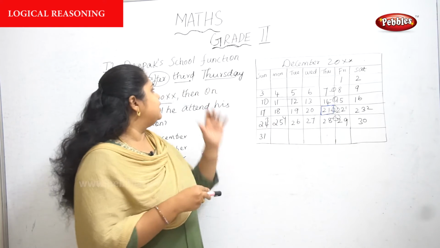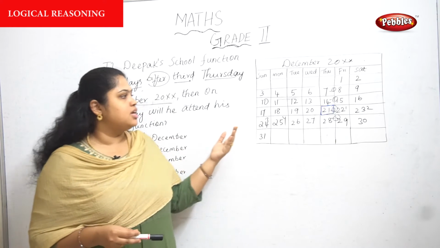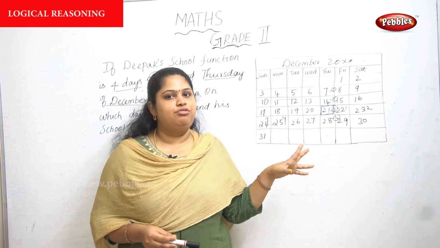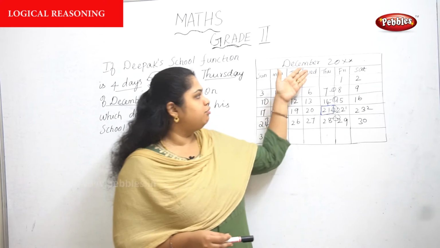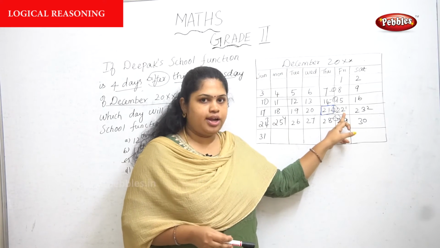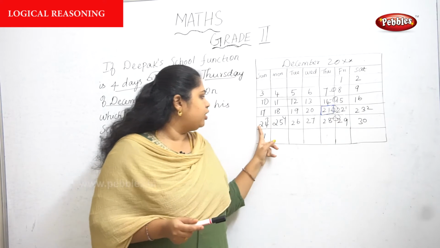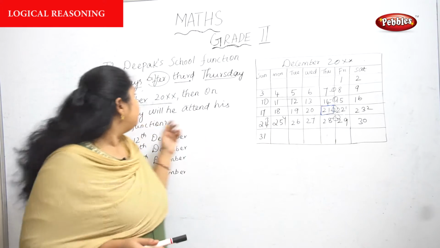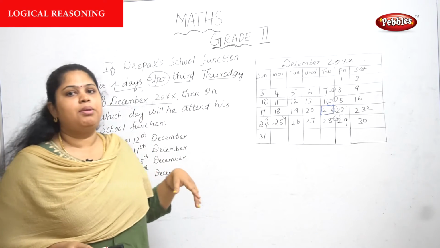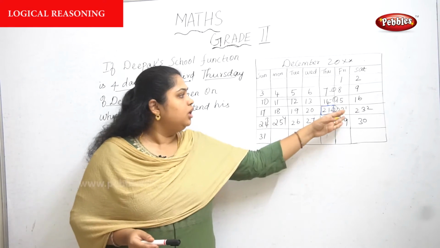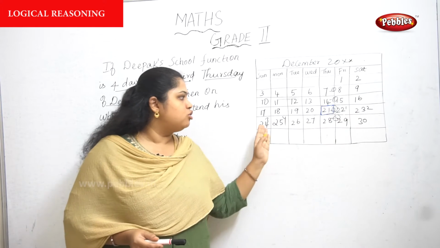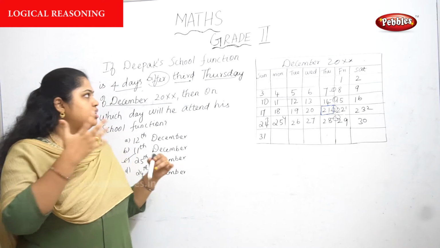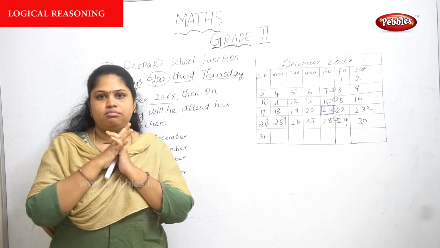For example, instead of the 3rd Thursday, suppose they ask about the 3rd Friday, 2 days after. Which is the 3rd Friday? 22 is the 3rd Friday. 2 days after means 23 and 24, so 24 may be the function. 2 days means 1 and 2. So this is what to know about logical reasoning in these months and days.